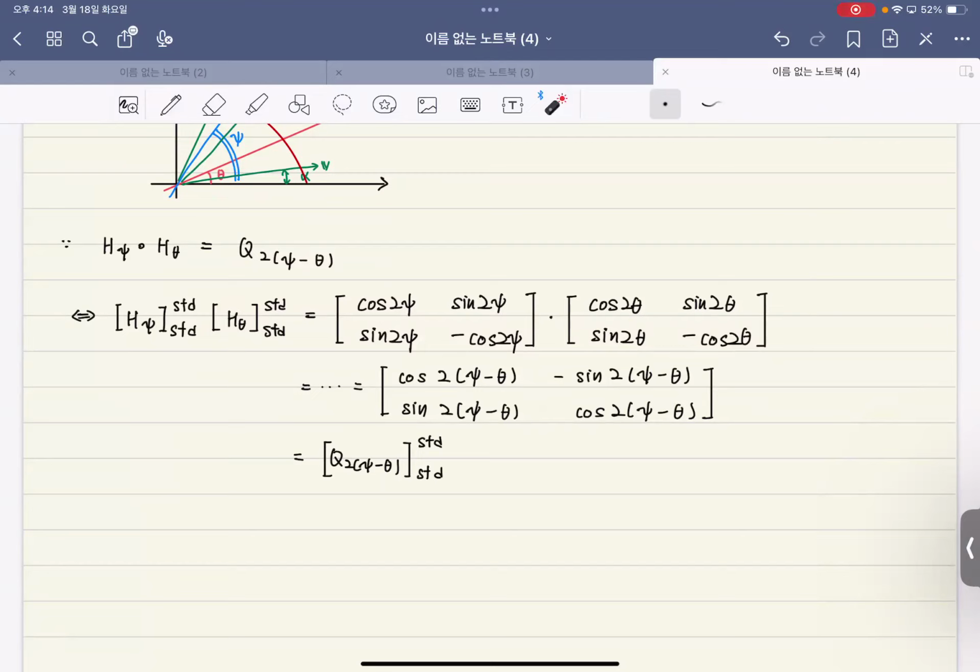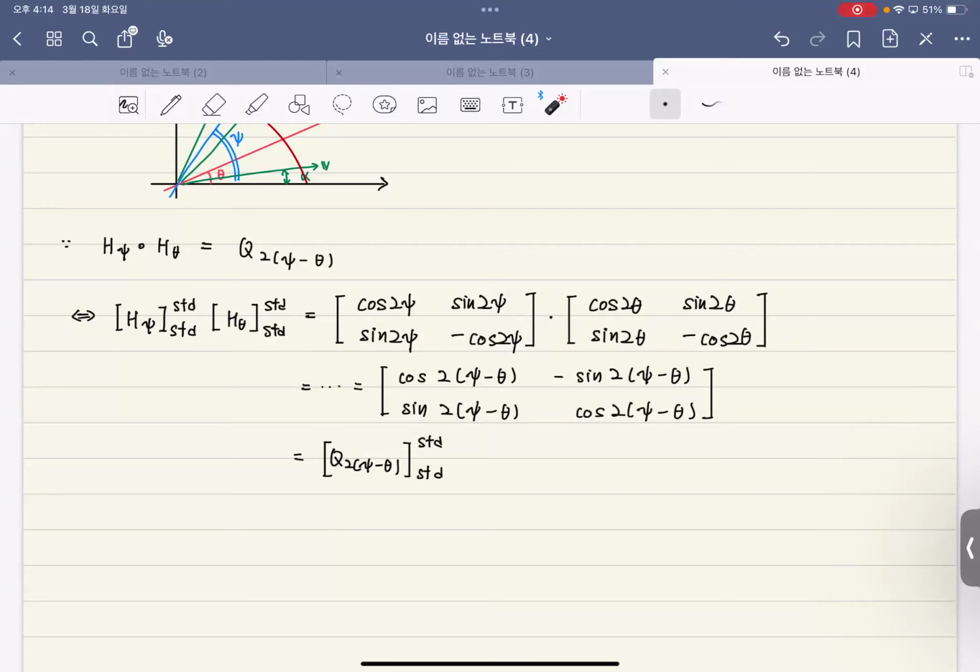Okay, so this is a very useful thing to know. If you reflect twice, then it's basically a rotation. Okay, so this is the end of the story. The professor gave us just these three examples in this section: rotation, projection, and reflection. Once you understand these three examples, and once you know how to write down each of these matrices in terms of the standard basis, then basically you're done.